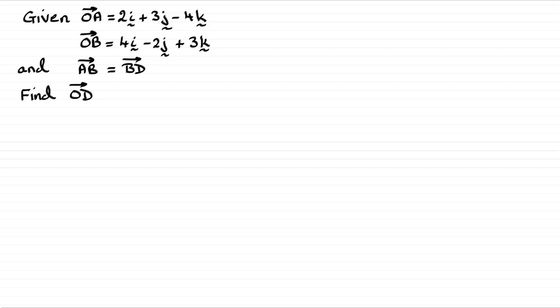Okay, so for this question then, we're given the position vectors of A and B, and also told that the vector AB equals the vector BD, and we've got to find the position vector of D. Now, whenever I'm doing vector questions like this, I always find it a good idea to sketch a diagram. And so with that, I'm going to say that we've got our origin, say here, and just pick a point. Let's say this is the position vector of the point A.